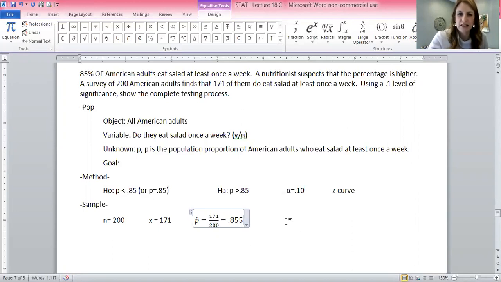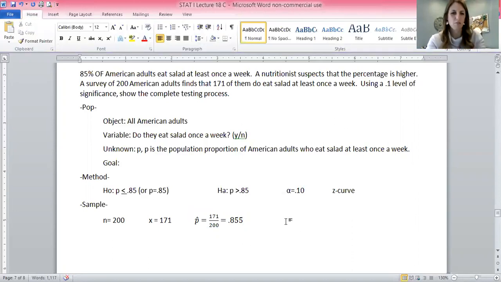There it is. You don't have to go into that much detail. You could just write P dash hat and calculate it on your calculator and say it's 0.855. That's fine with me. I just like to show it all. Okay, now I need to assume normality in order to trust my results, I want to say.